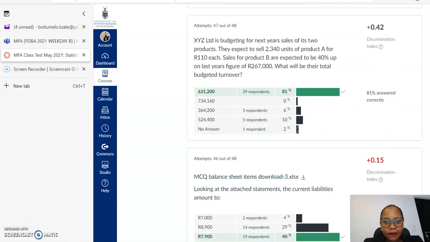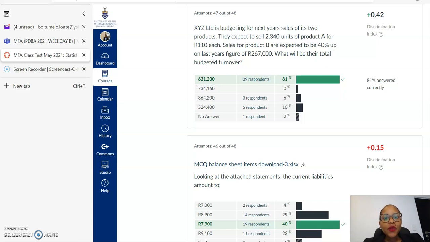Okay, question 11. XYZ Limited is budgeting for the next year's sales of its two products. There's product A. It expects to sell 2,340 units for 110 each. So there we can just estimate the number of sales that are taking place. We just take the units times the price. And then for product B, it's expected to be up on last year's figure of 267,000. The percentage increase should be around 40%. What will be the total budgeted revenue?